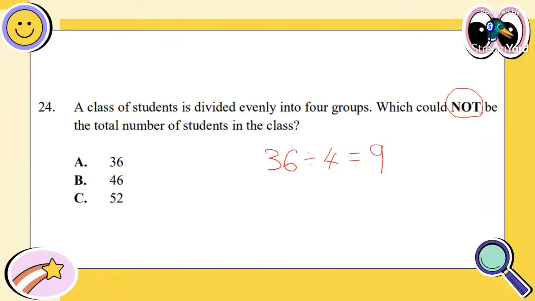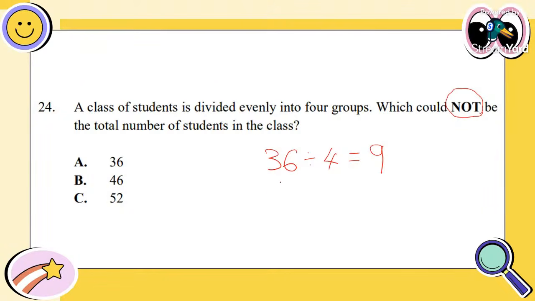Let's think about this. If we divide 36 into 4 groups, how many will we get? I'm seeing different answers in the chat. All right, so we'll get 9. Therefore, it says could not be. We know that you can get even groups of 4, so that cannot be our final answer because it asks for which could not be.